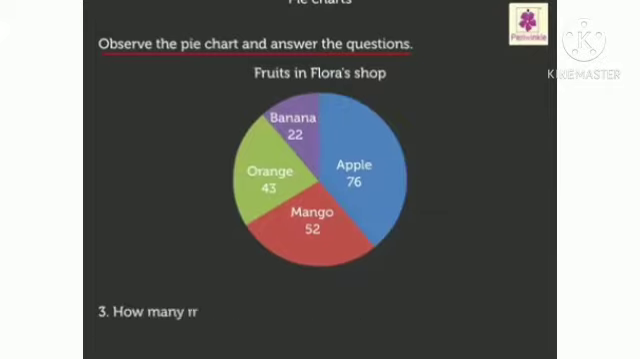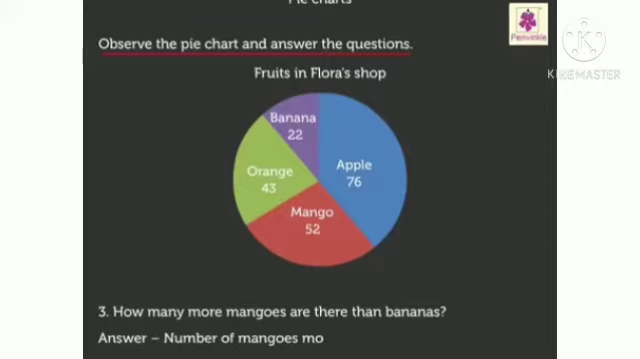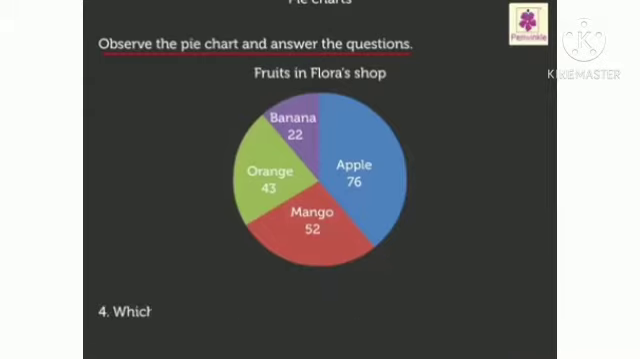3. How many more mangoes are there than bananas? Here, we need to subtract the number of bananas from number of mangoes, that is 52 minus 22, which is equal to 30. Thus, we say there are 30 mangoes more than the bananas. Lastly, 4. Which fruit is the least in number? As bananas occupy the smallest segment in the pie chart, the answer is banana.